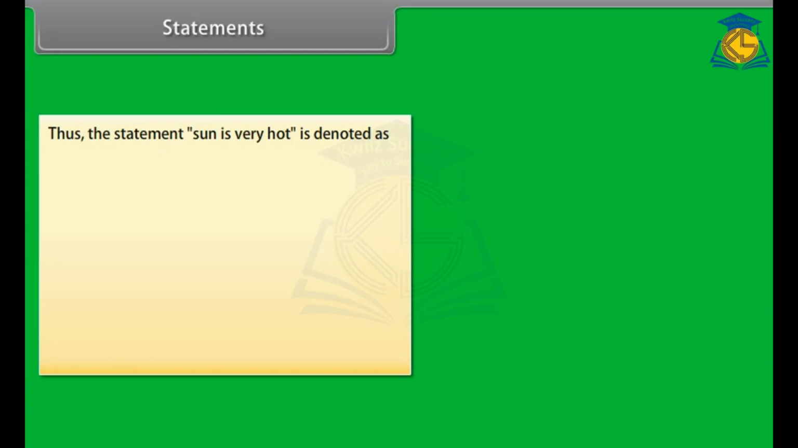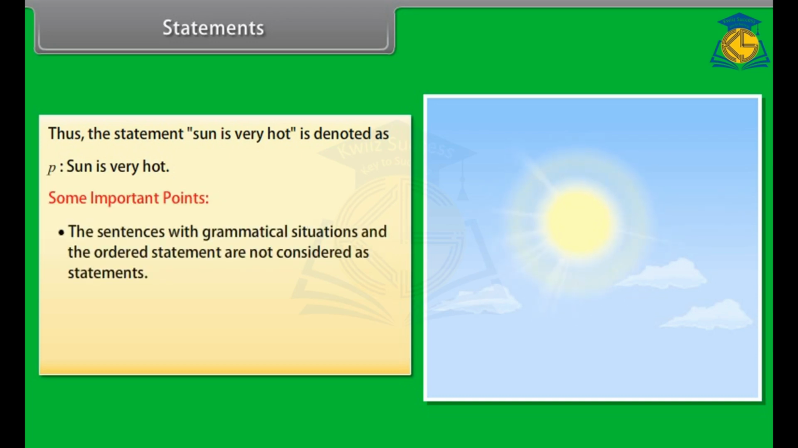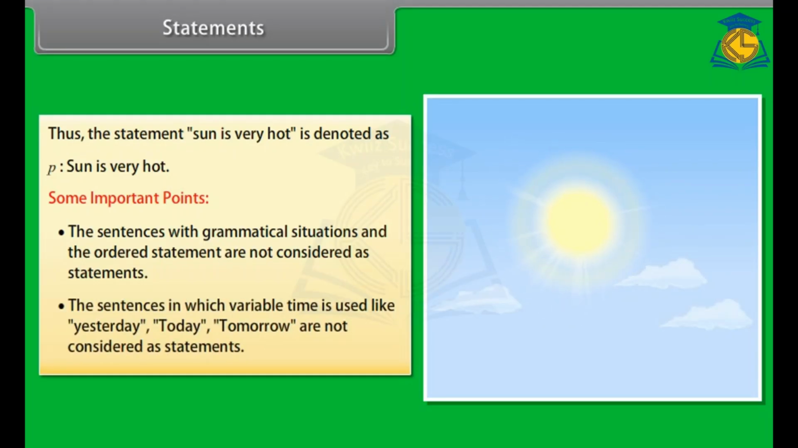Thus, the statement, sun is very hot, is denoted as P: sun is very hot. Some important points. The sentences with grammatical mistakes and the ordered statement are not considered as statements. The sentences in which variable time is used, like yesterday, today, tomorrow, are not considered as statements.